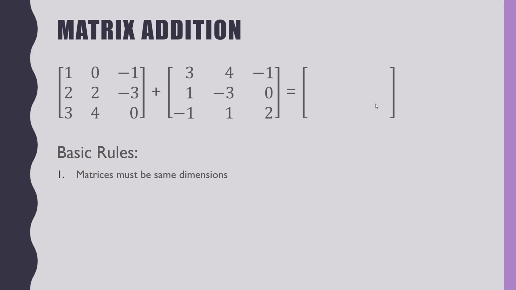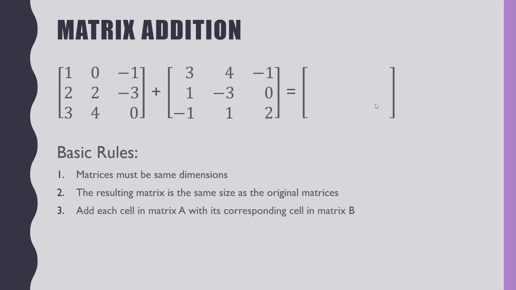Okay, so they have to be the same dimensions, and these are both 3 by 3s. Then the resulting matrix is the same size as the original two matrices, right? And you add each cell in A with its corresponding cell in B, right? It's pretty straightforward. So what cell is that? A11, right? We're going to add that with A11 in matrix B, and that gives us the answer 4. Fabulous.